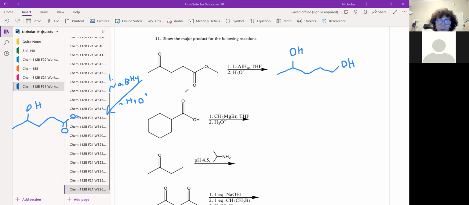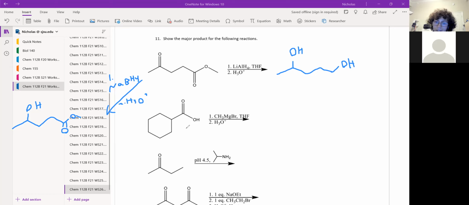And those are the main two ones for reduction. There are some others, but these are the two most common ones. So yeah. Okay. How about the next one?